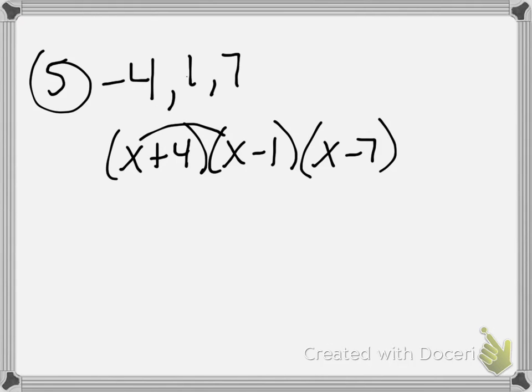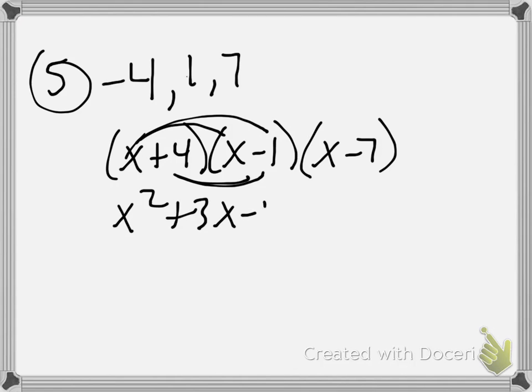So when I multiply this one, I get x squared. I'm going to do these two together. So negative 1x and 4x would give me a positive 3x. And 4 times negative 1 is negative 4. And now we multiply that bad boy out to each one.